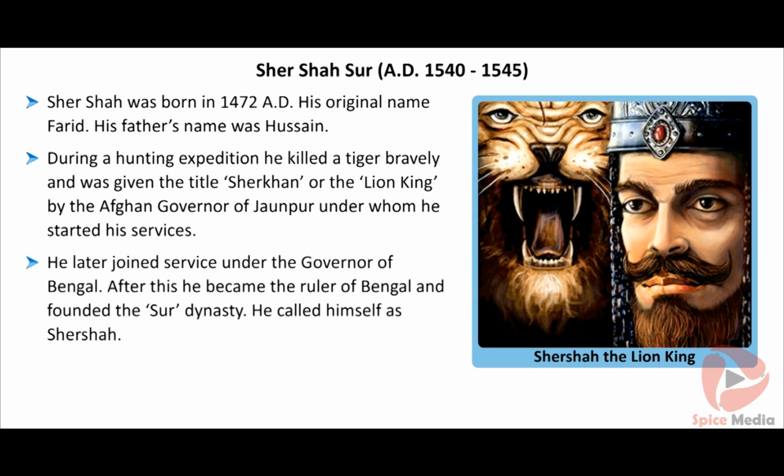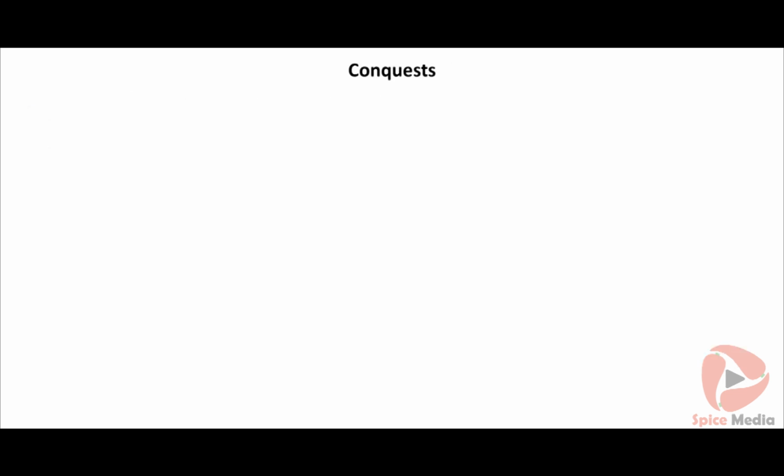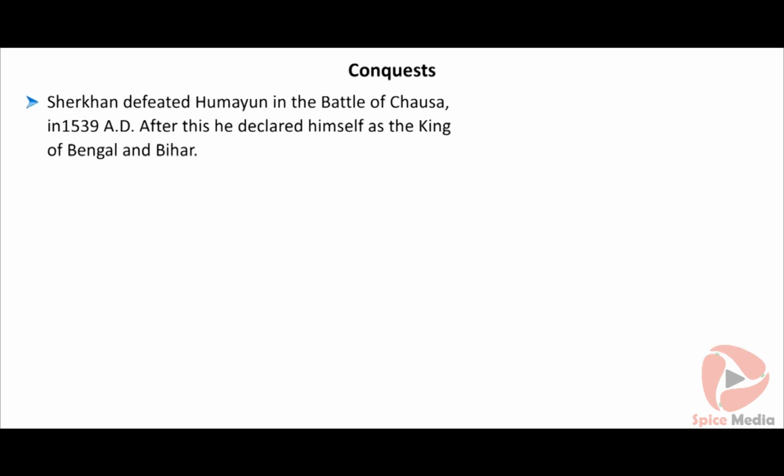He later joined service under the governor of Bengal. After this, he became the ruler of Bengal and founded the Sur dynasty. He called himself Sher Shah. Sher Khan defeated Humayun in the Battle of Chausa in 1539 AD. After this, he declared himself as the king of Bengal and Bihar.